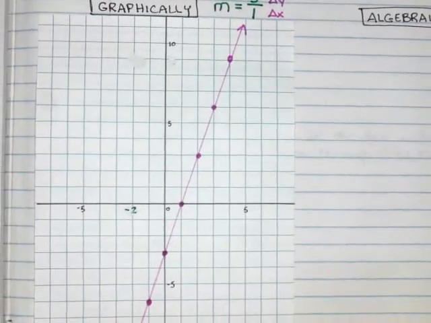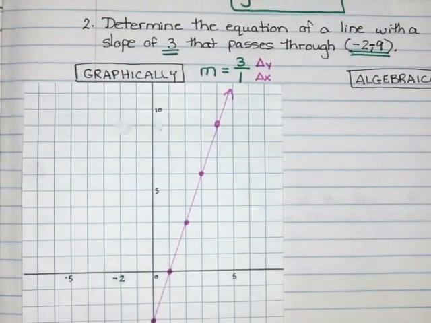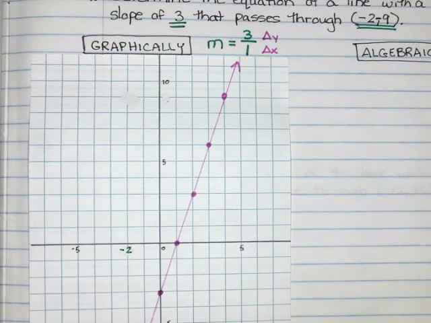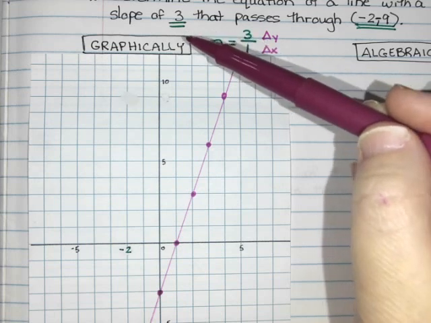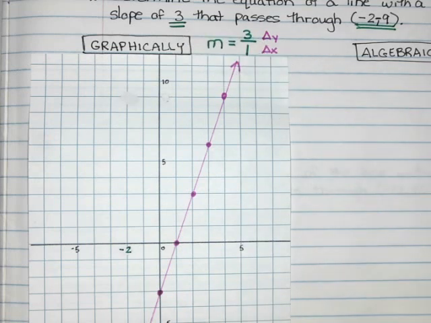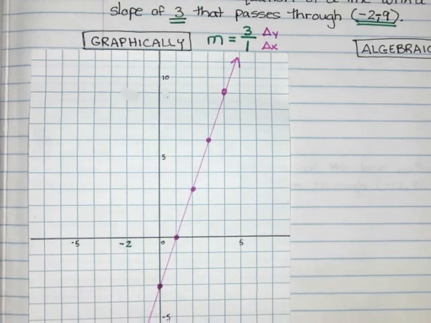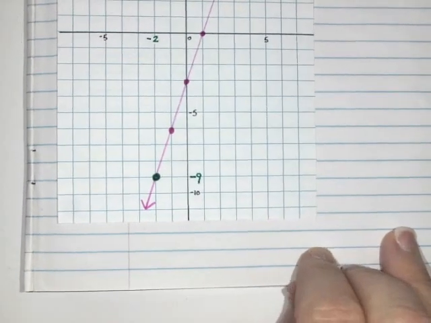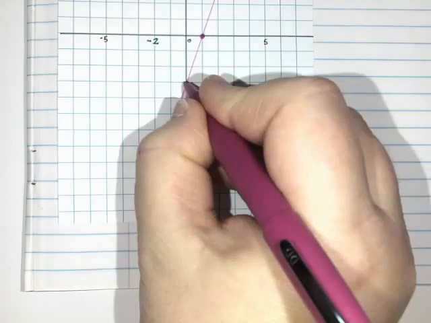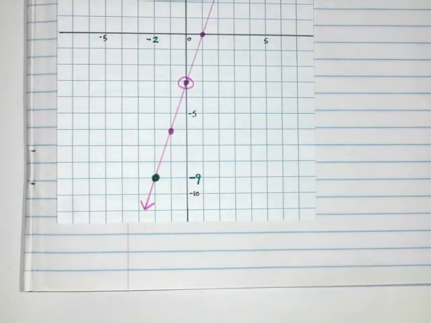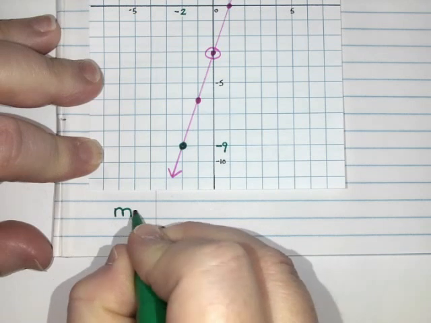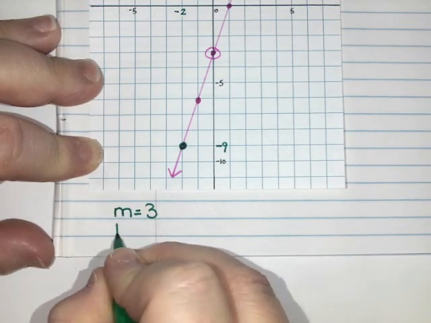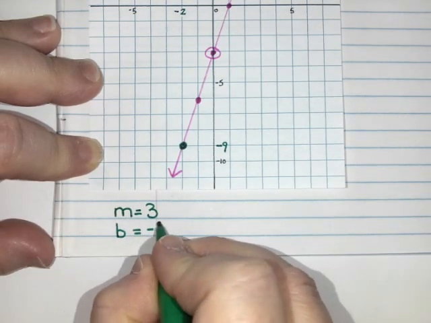Okay, there is a reason why I graphed this. In order to do my equation of a line, I need the slope, which I have, but I also need the y-intercept. So you can graph your line to help you figure out what the y-intercept is so that you can find your equation. Here, my y-intercept is where my line crosses my y-axis, which would be at negative 3. So my slope is 3. My y-intercept, that's b, is negative 3.